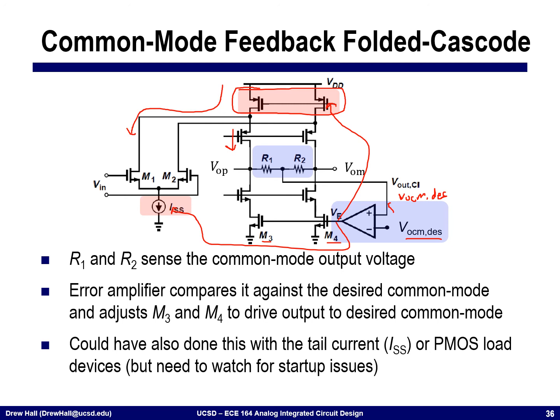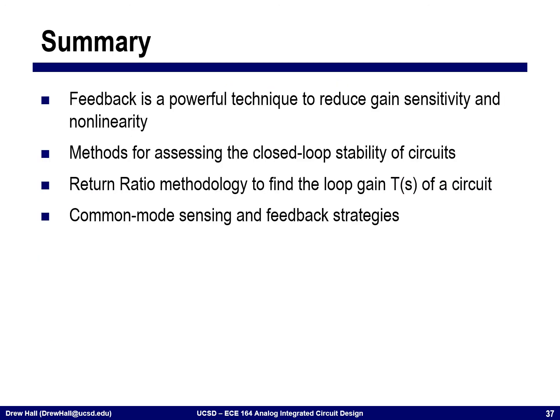You do have to be careful with where you feed back the circuit, and in particular, you have to watch for startup issues. In this particular example, all of the current is being pulled through M3 and M4. Oftentimes what you'll see is like what I showed on the previous slide, where we break up the tail current and split it into two transistors, feeding back part into the tail and part into the load, so we have a fixed amount of current, and that mitigates some of these startup issues.